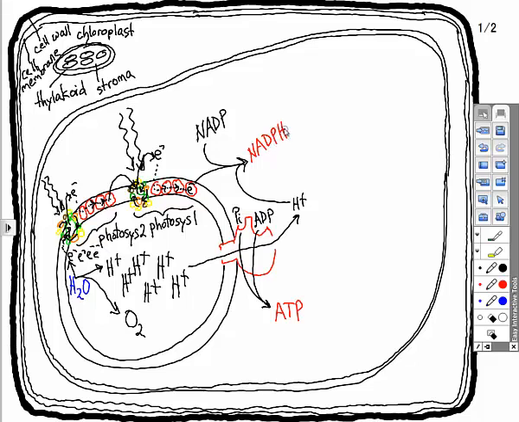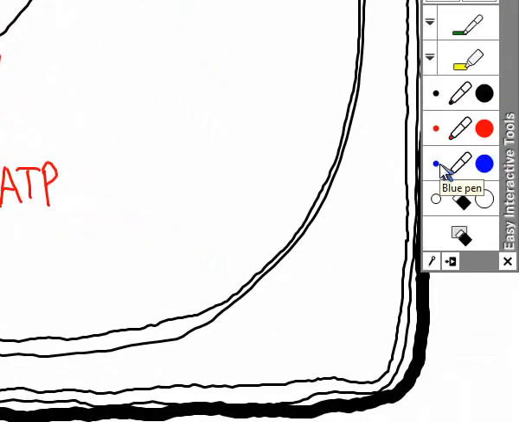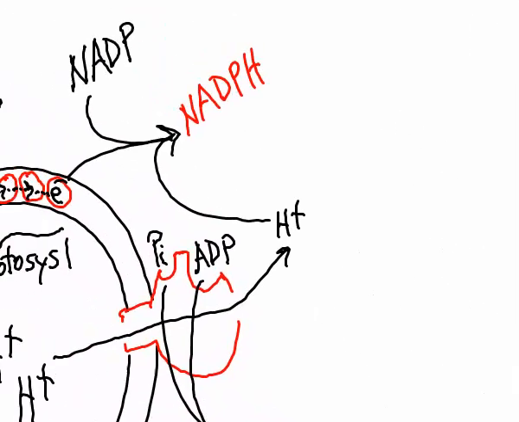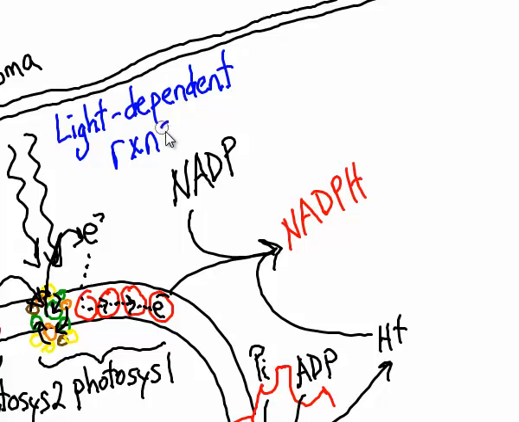And that's the end of the first half of photosynthesis, where we've used energy from sunlight, captured that energy into chemicals. We're going to call this first set of reactions the light-dependent reactions of photosynthesis. And that's the end of the first half.